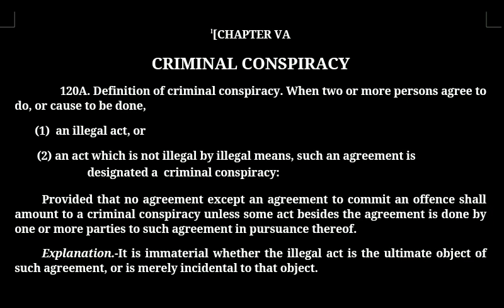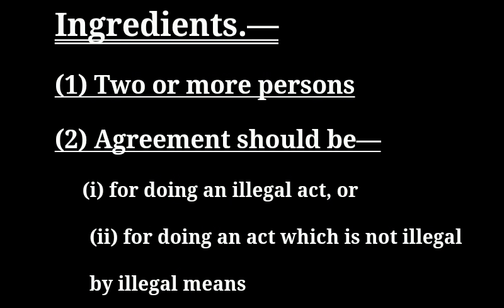Section 120A defines criminal conspiracy: when two or more persons agree to do or cause to be done an illegal act, or an act which is not illegal by illegal means, such an agreement is designated a criminal conspiracy. Now I'm going to explain each and every word of this section.